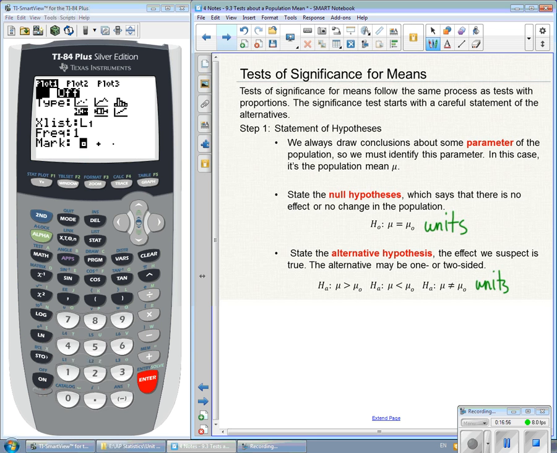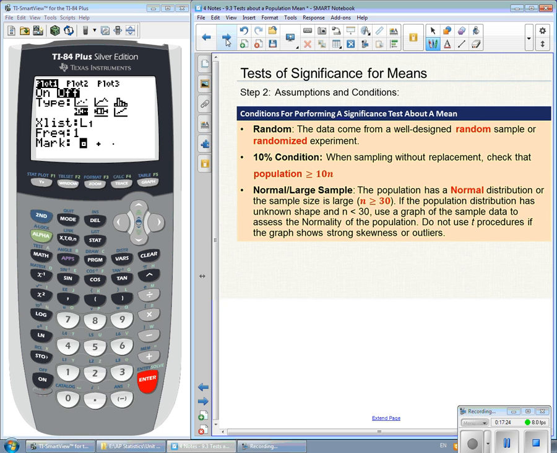So remember, the null hypothesis is always that the mean is equal to some value, and it's usually the status quo. It means that there's no change or no difference. And then the alternative can be one- or two-sided. So if it's less than or greater than, we say that this is one-sided. And if we're not sure whether our value is going to be larger or less than, we say that this is a two-sided test, and we just use a not equal to sign.